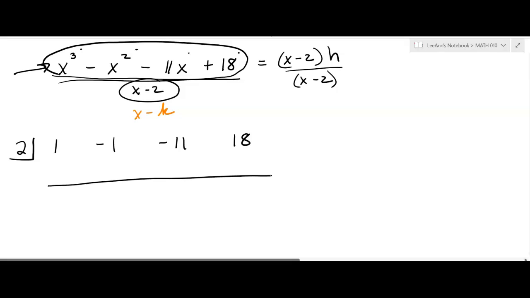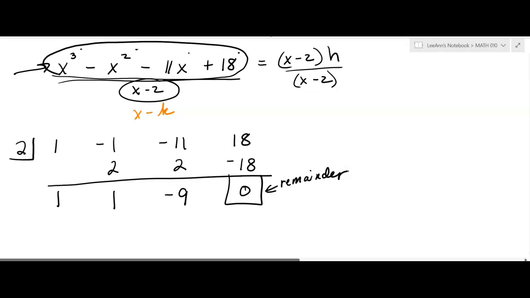Now I can do my synthetic division. I bring down the first number and then I do multiplying and adding. So 1 times 2, that's 2. And then I add negative 1 and 2, 1. Then I multiply 1 times 2, 2. Then I add negative 11 and 2, negative 9. Negative 9 times 2, negative 18. And then I add 18, 0. The remainder is 0. That means it divided evenly. And it means that x minus 2 was a factor.